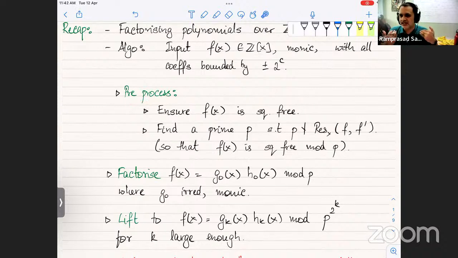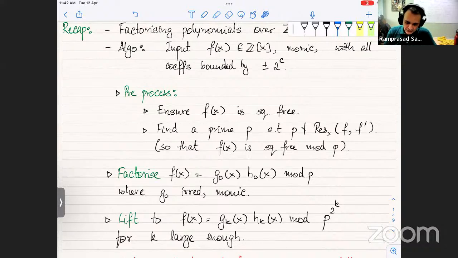So the first step, which is often a pre-processing step, is that you want to say that without loss of generality, I might as well assume that f has certain properties. Those are some easy corner cases that you deal with. You assume that f is square free, because if it was not square free, you just take the GCD with its derivative, and then you're done.